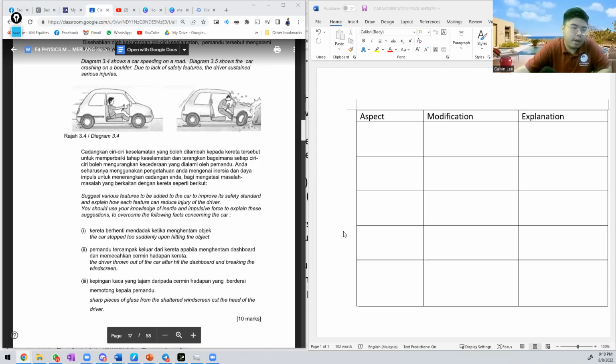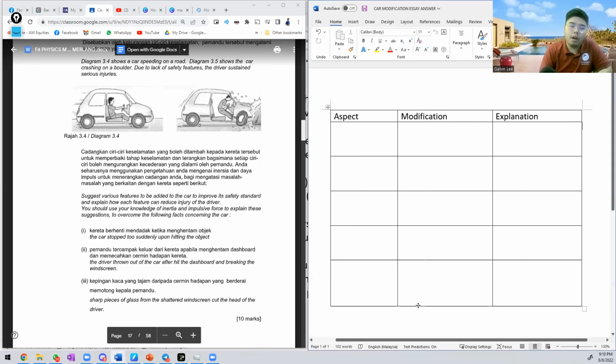There are several ways you can design the table. Okay, some people love 2 column. I love 3 column because I think 3 column is very clear and you can answer even bahagian C questions from this. Okay, 2 column, what you will do is left column, you just write there aspect, right column, explanation. For me, I like to have aspect, modification, explanation.